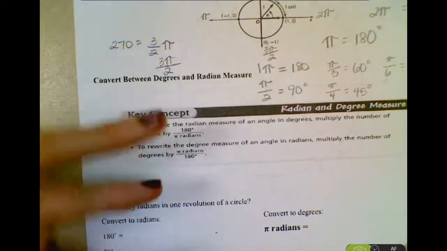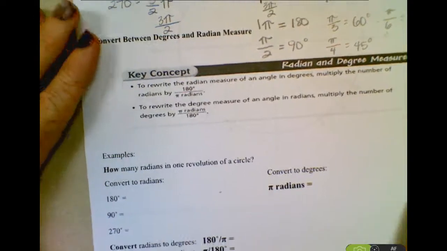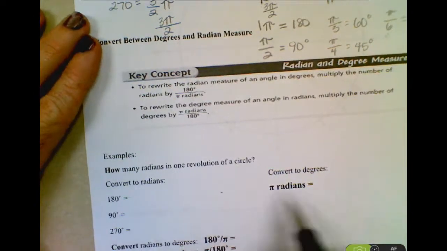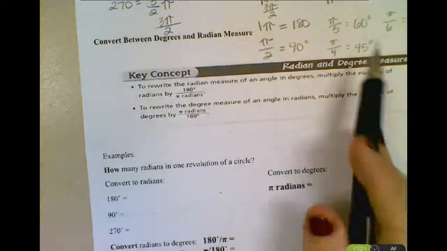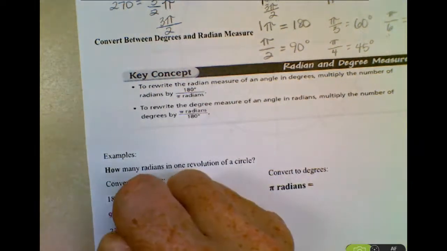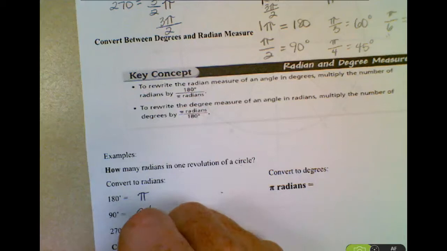And you can flip that proportion around just depending on which one you need, whether you're converting from radians to degrees or degrees to radians. So go ahead and fill in your chart down here. You've now got the numbers up here. So 180 would be pi. 90 is pi over 2. 270 is 3 pi over 2.